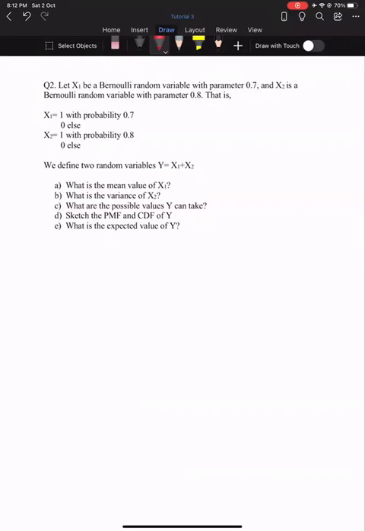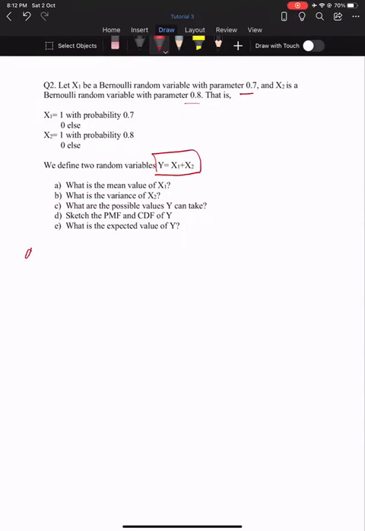Okay, so let x1 be a Bernoulli random variable with parameter 0.7 and x2 a Bernoulli random variable with parameter 0.8. This is the PMF for both of them. And this is y. What is the mean value of x1?